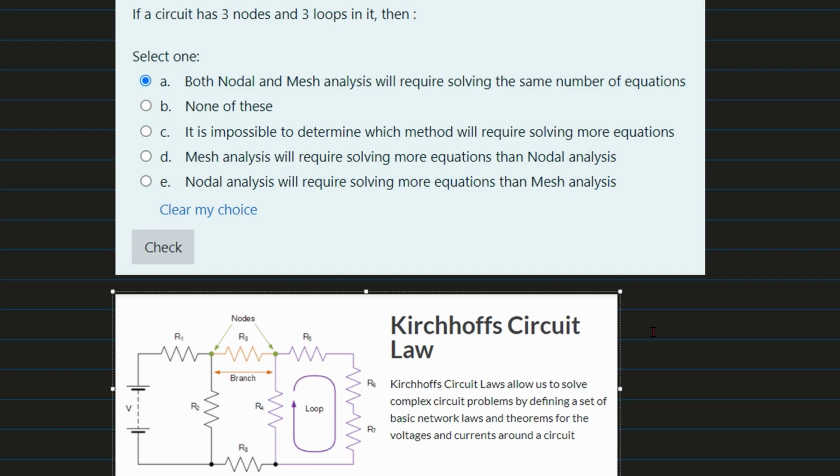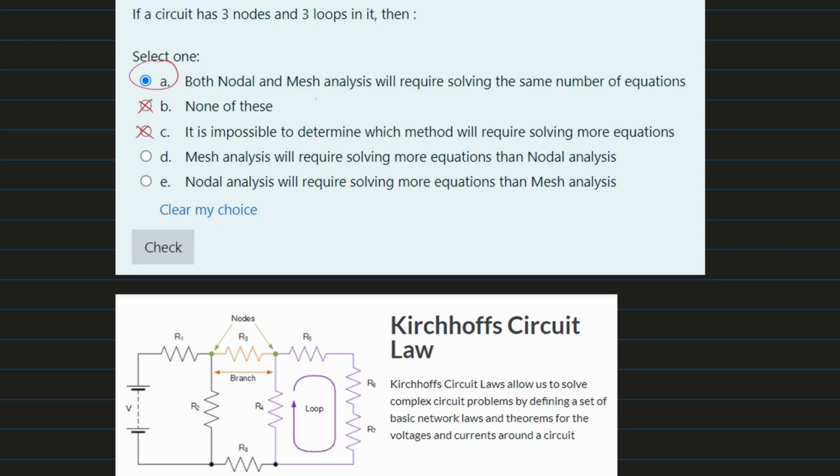We have this problem right here, and we're asked if a circuit has 3 nodes and 3 loops in it, then it's which of the following? Well, it's not none of these. It is possible to determine, and so we are left with these two, as well as this one right here. And we're going to show that A is the correct answer.